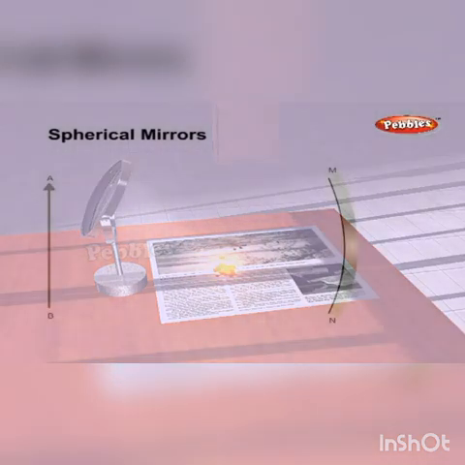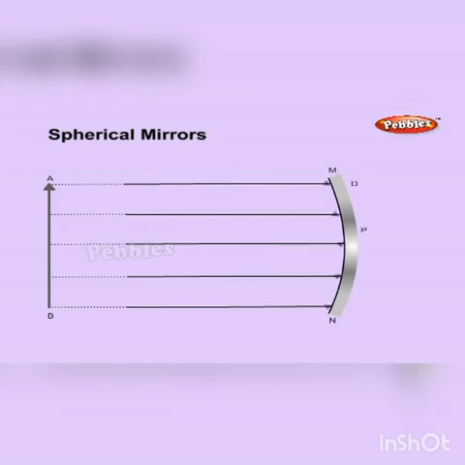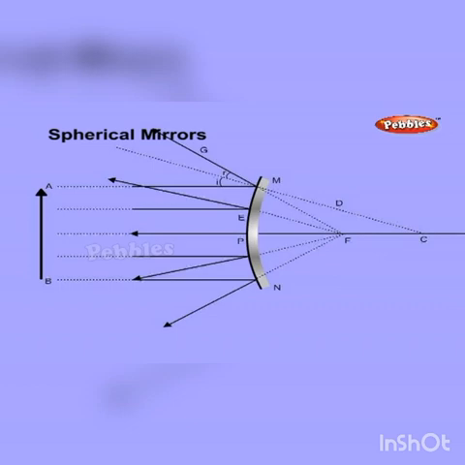Observe closely. A number of rays parallel to the principal axis are falling on a concave mirror. Observe the reflected rays. They are all meeting or intersecting at a point on the principal axis of the mirror. This point is called the principal focus of the concave mirror. How are the rays parallel to the principal axis reflected by a convex mirror? The reflected rays appear to come from a point behind the convex mirror. The principal focus is represented by the letter F.